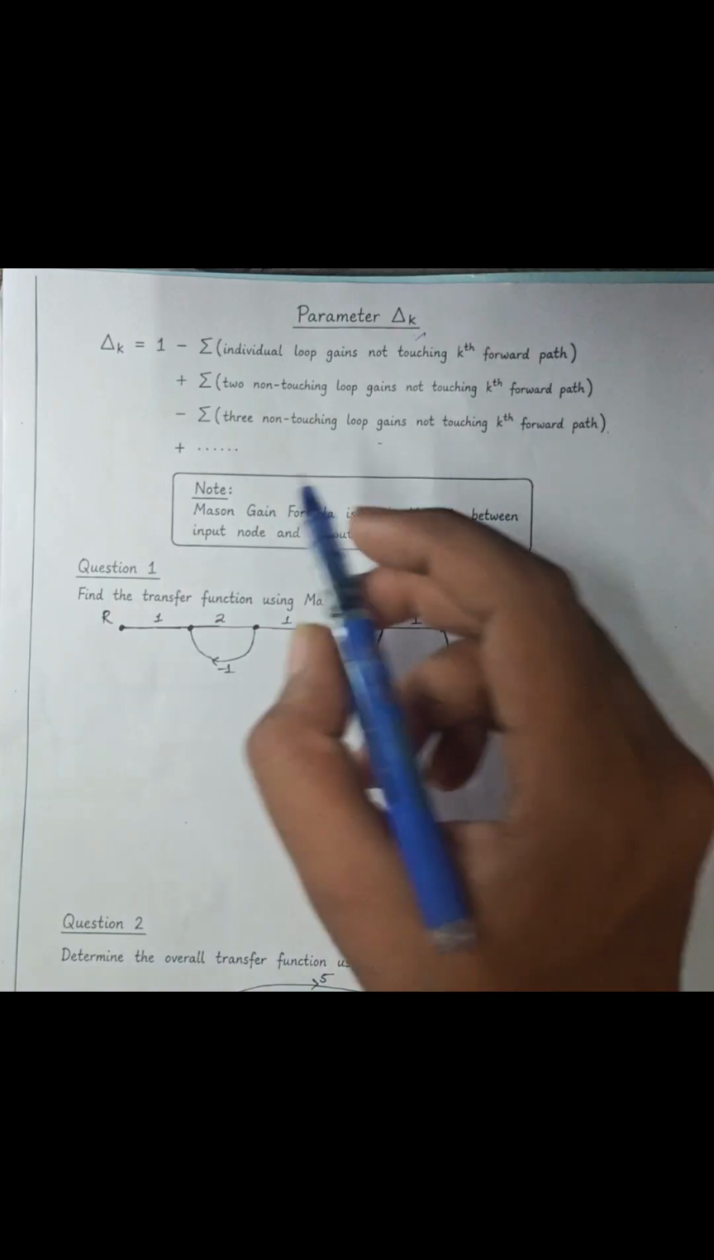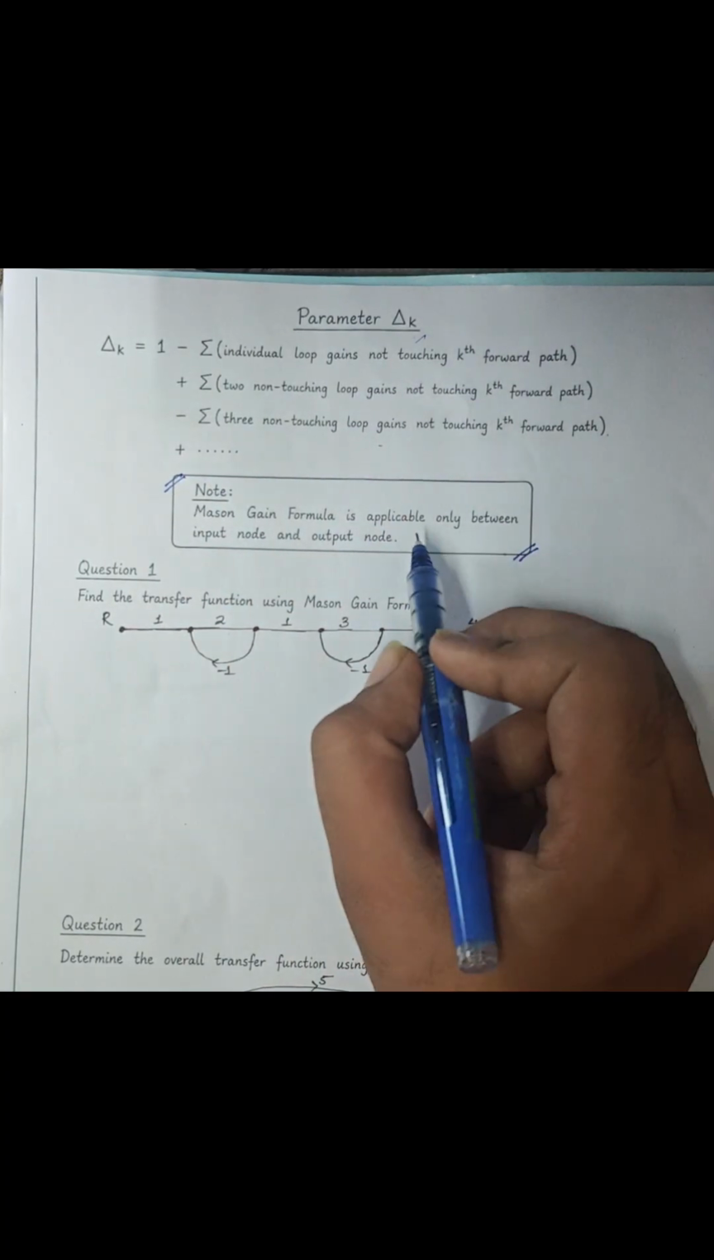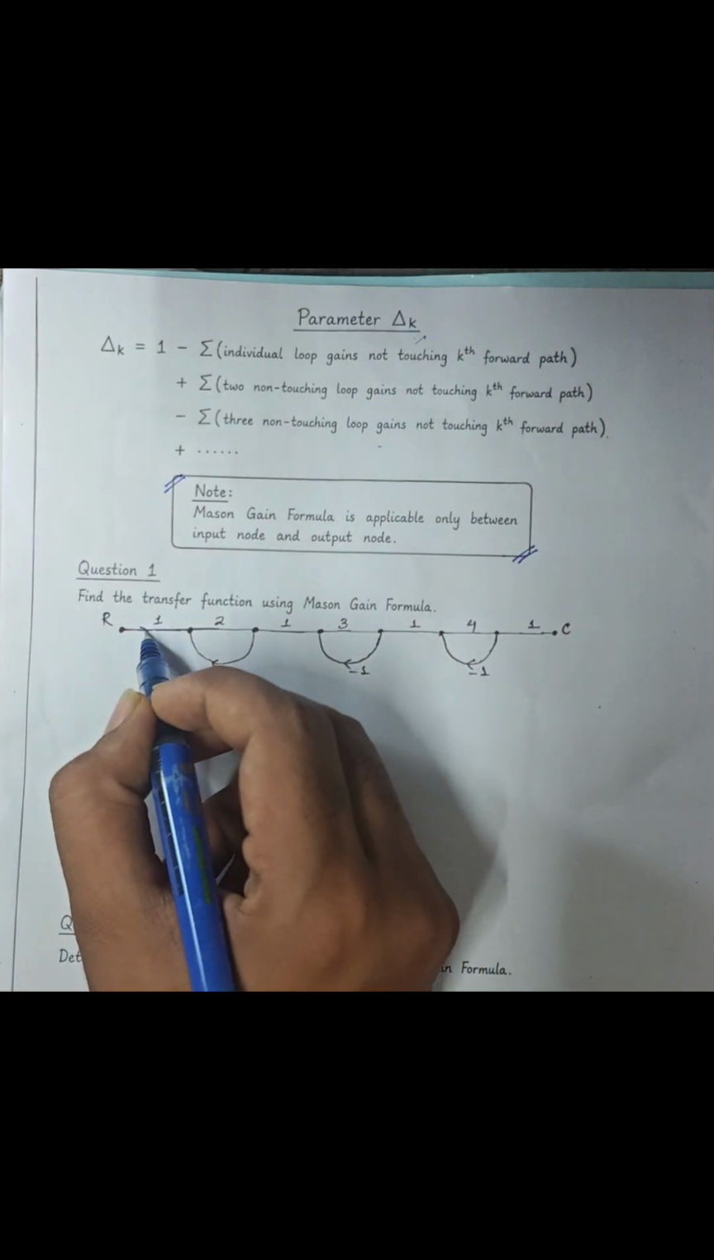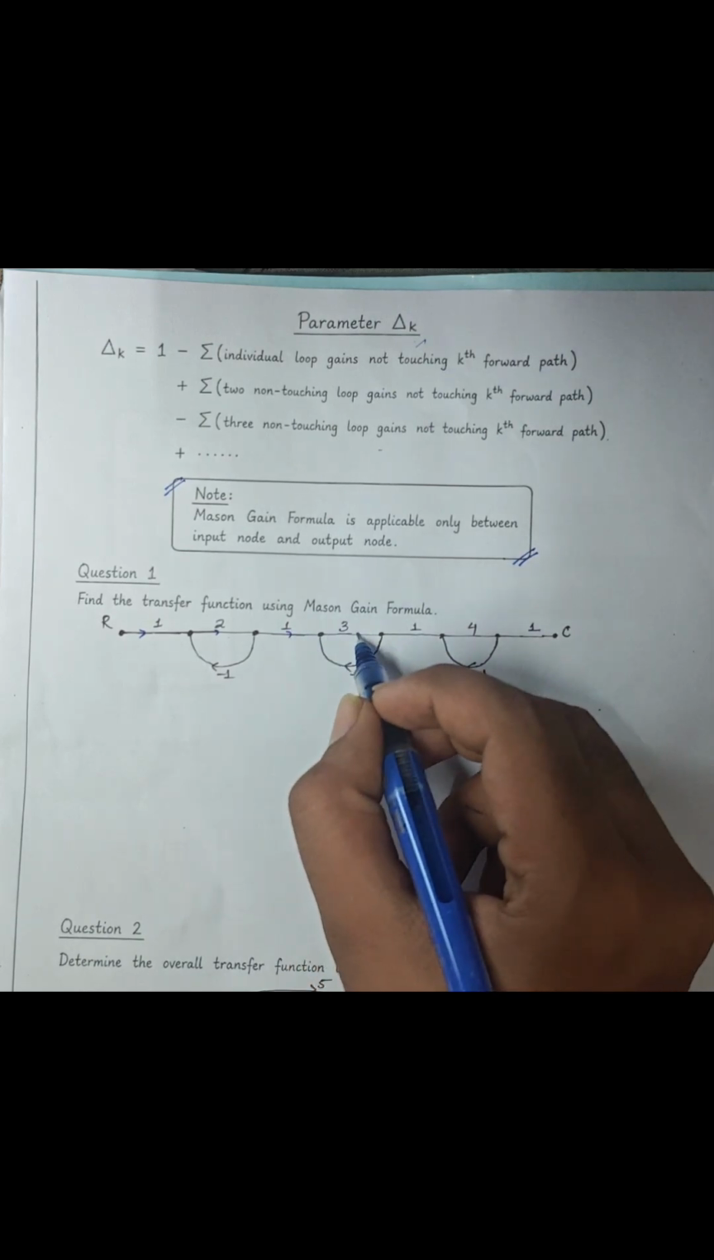Now, a very important point in Mason gain formula is that it is only applicable between an output node and an input node. So what is an output node? An output node is the node that has only incoming branches. What is an input node? An input node is the node which has only outgoing branches. This is a very important thing that I am conveying to you. We have to remember this all the time.